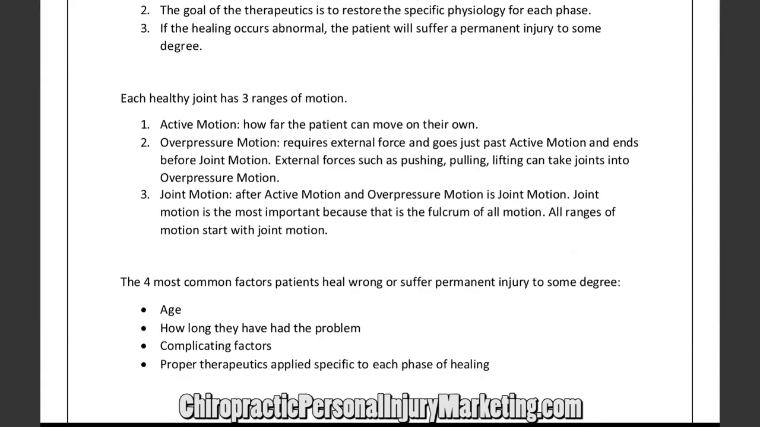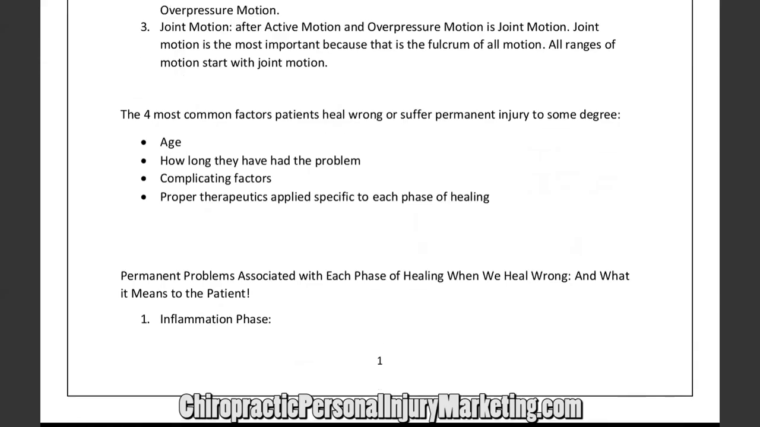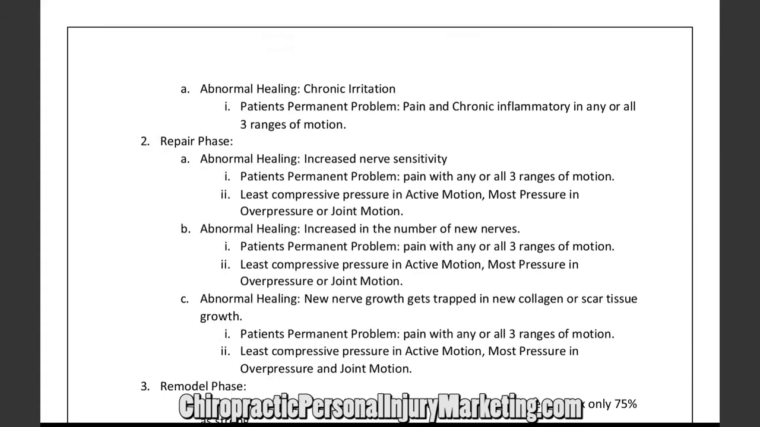So it's explained. The four most common factors that cause patients to heal wrong or suffer permanent injuries to some degree are age, how long they've had the problem, complicating factors, proper therapeutics applied specific to each phase of healing, or just the severity of the injury itself. So permanent problems are associated with each phase of healing when we heal wrong, and what it means to the patient. So now we're just getting more specific. Abnormal healing in the inflammation phase leads to chronic irritation. The patient's permanent problem is pain and chronic inflammation in any or all three ranges of motion.